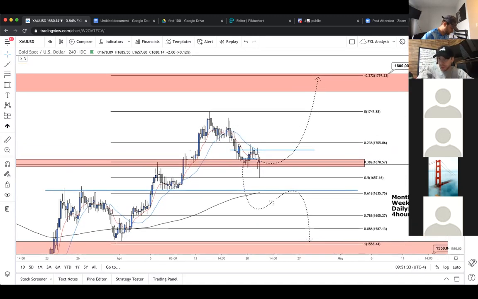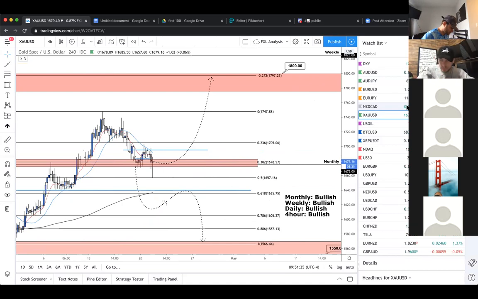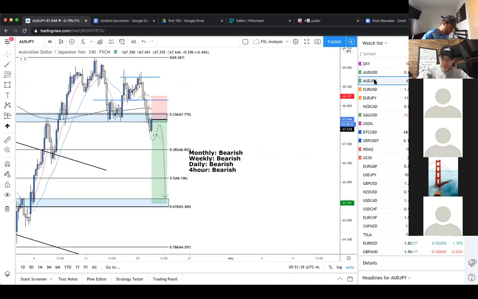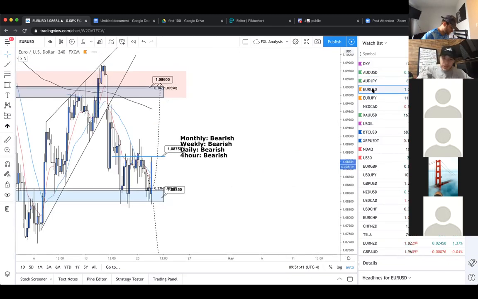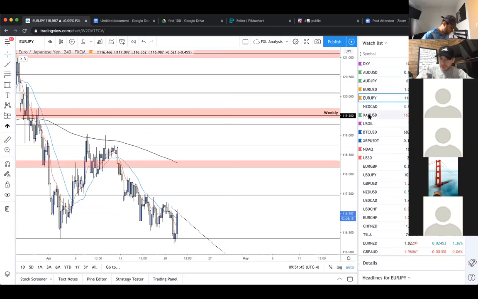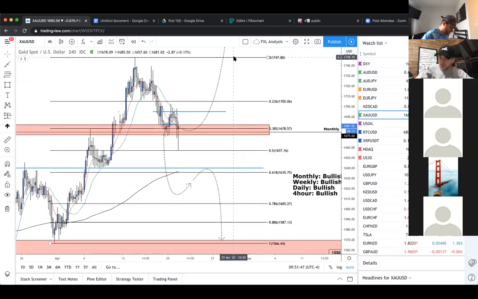But yeah, so just a quick recap. This was gold. Definitely the best prospects for this week, I think, are AUD and AJ. Some potential on EU, none on EJ. Not looking at that at all. And then definitely a potential move on gold here.